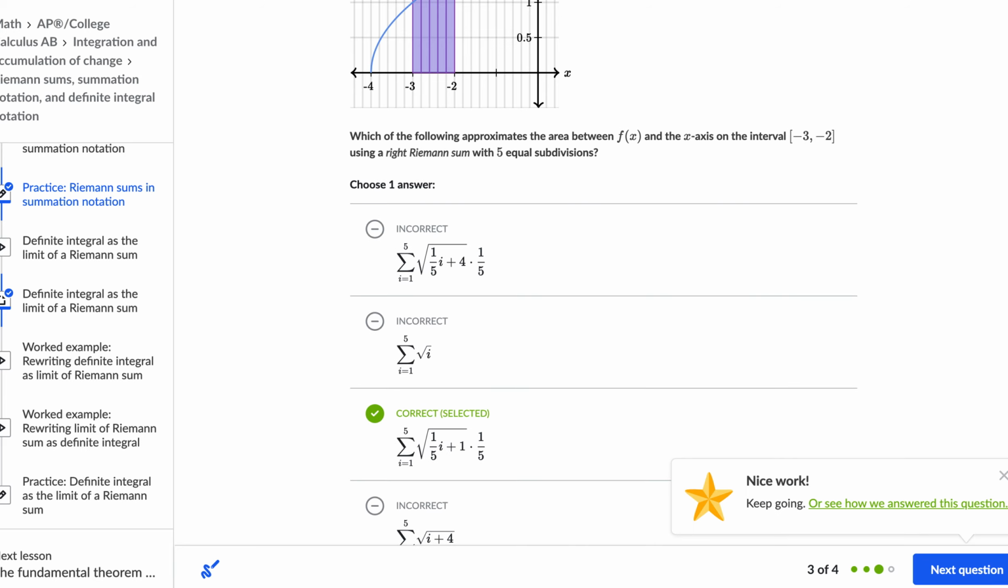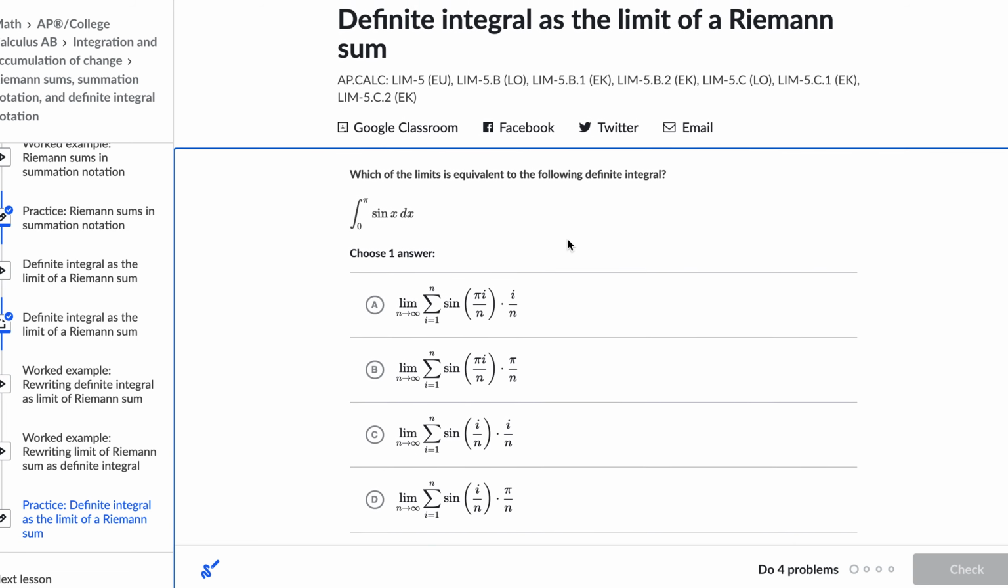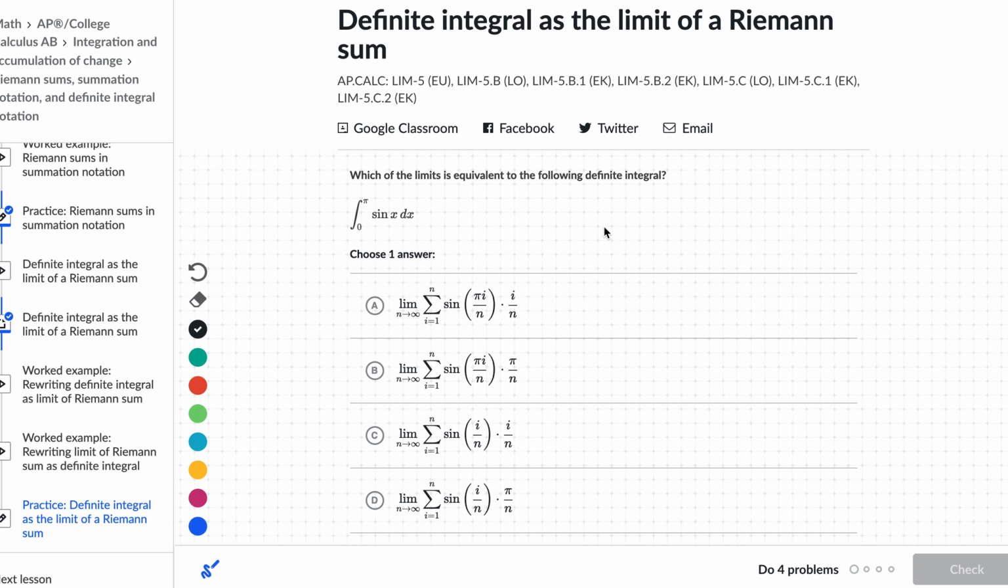Go on to the last example here. This is similar, only slightly different. Which of the limits is equivalent to the following definite integral? So here, we are going from 0 to pi, a little bit unorthodox, but certainly with a trig function that makes sense. And so how many slices? Well, this is a limit, so it's just n slices. So again, to go to my delta x there is just going to be the width of my interval. So that's going to be pi minus 0, which is pi, divided by n. So that's my delta x.